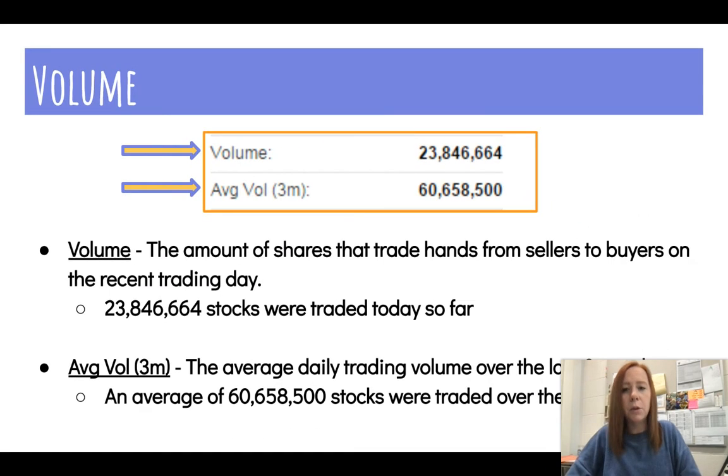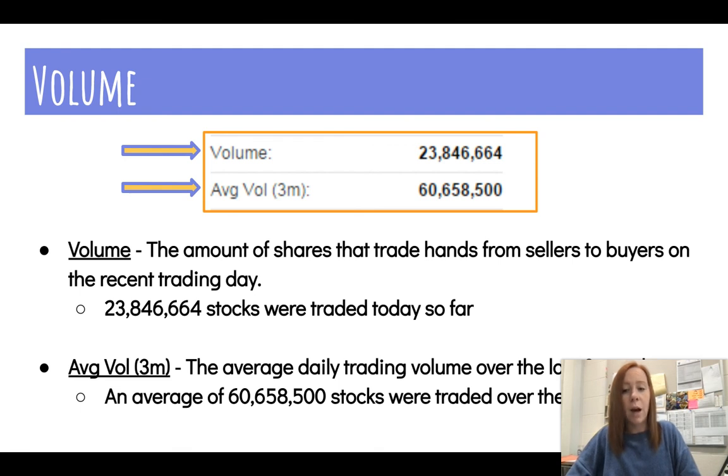Volume, this is a good number to look at just to see kind of the popularity and how it's trading so far that day. Volume is the amount of shares that have just traded hands in the most current day. So as of today, 23 million times it was traded. 23,846,664. Some companies are heavily traded.